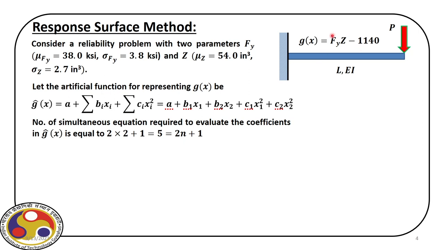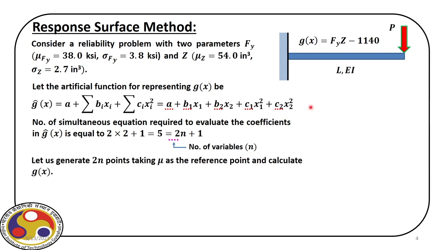So in this case, because we have 2 random variables, Fy and Z, that means X1 and X2. So in the limit state function that we replace with this G hat, there also we have 2 random variables, you see X1, X2, and we have the linear term and the quadratic term for those 2 random variables along with a constant. Now the question is, if we want to solve these constants, in this case A, B1, B2, C1, C2, then we have to generate those points, and we have to generate that many equations. And then once we have that many simultaneous equations, we can solve the equations to find out these unknown constants.